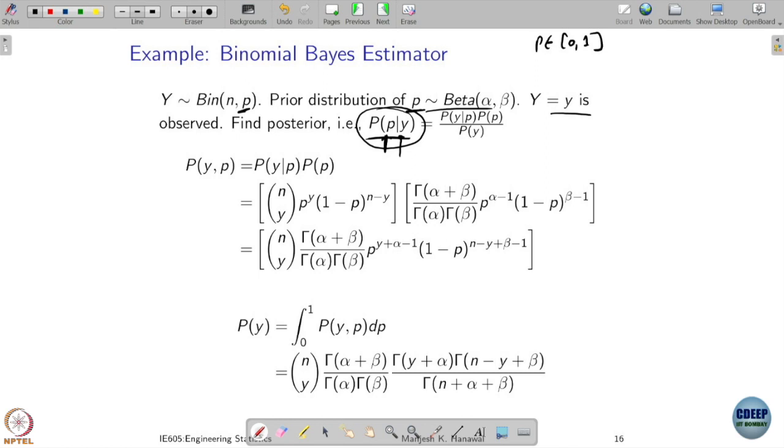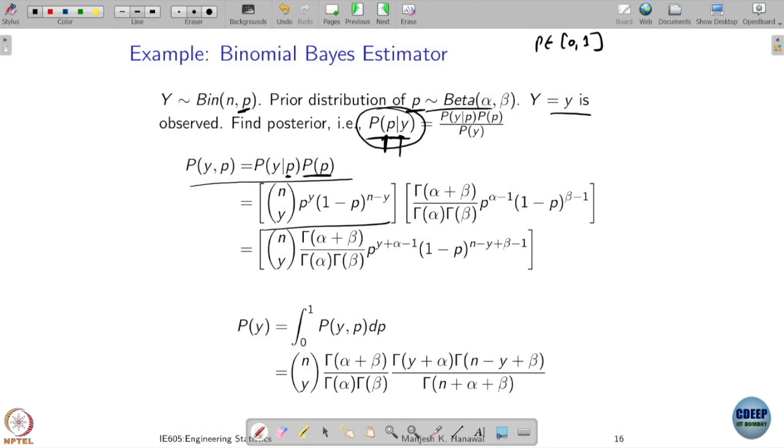Okay, let's compute that. To do that, I'll start with my probability of observing y and p together. I can write it as this conditional probability and this unconditional probability. Now, I know that y is binomially distributed, and if you are already given p, this is the probability of y given p. Everybody agree? This is true because y is binomial, and now you have already been told what the parameter p is. So then it is simply n choose y, p to the power y, 1 minus p to the power n minus y.